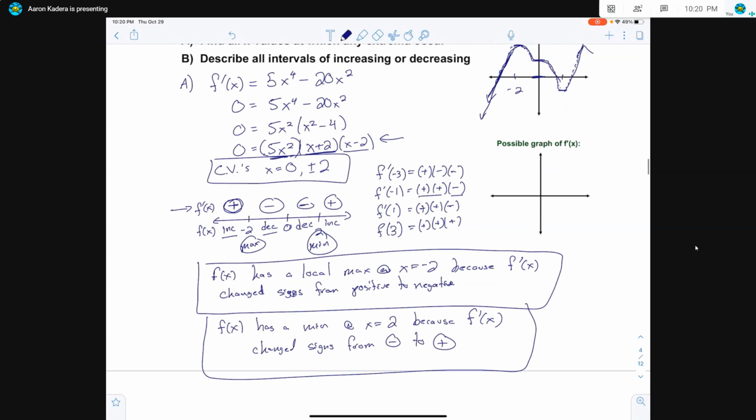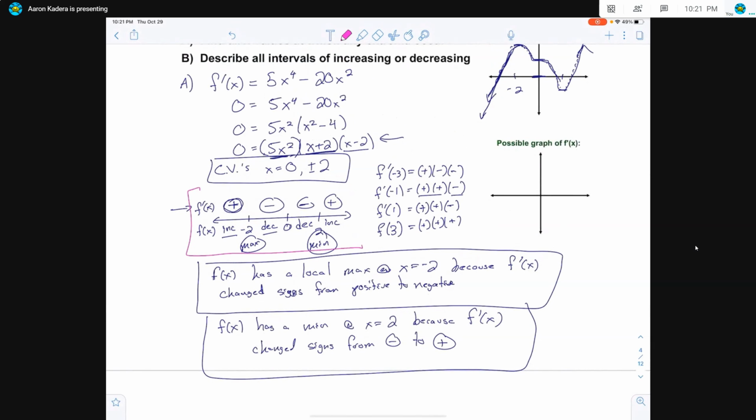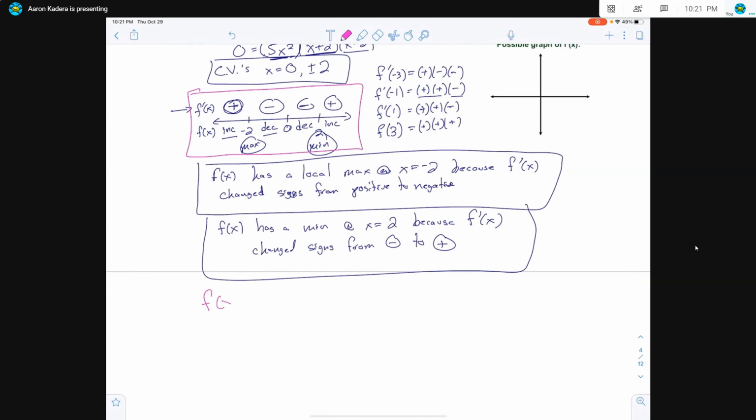The second bit was to describe all intervals of increasing or decreasing. So this is where this map comes in. Now I can see that f of x is increasing anywhere the derivative is positive, and we found that to be from negative infinity to negative 2 and from 2 to positive infinity. I could justify this because f prime is positive on these intervals. Excuse the handwriting, it's been a long day.